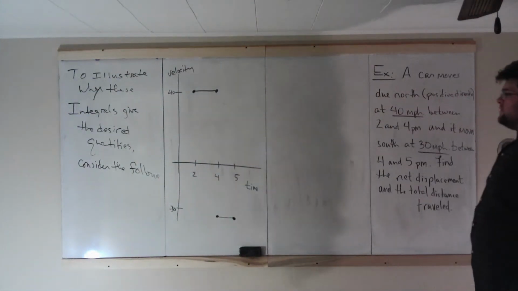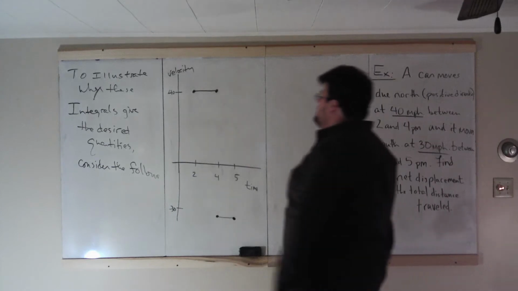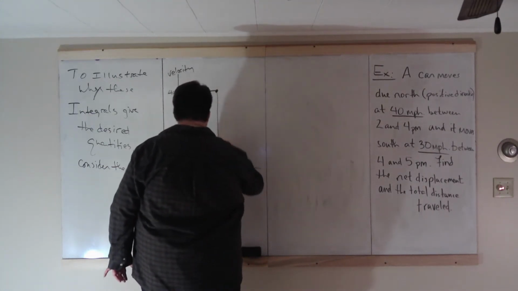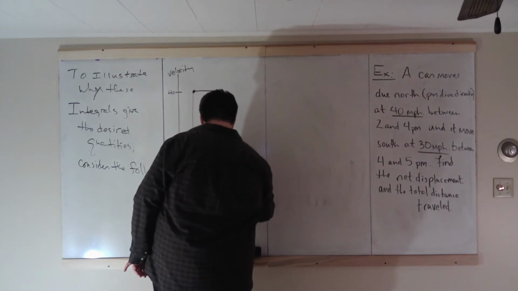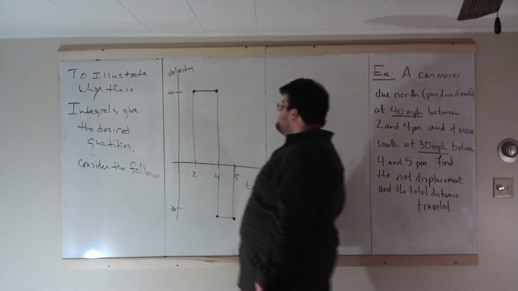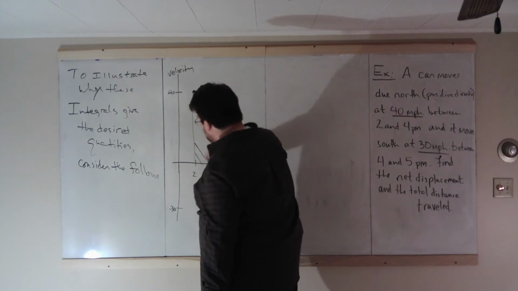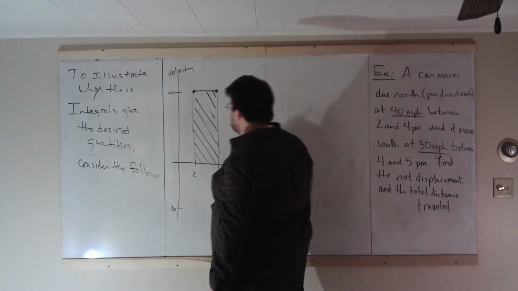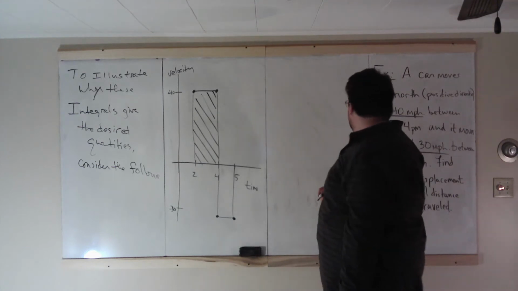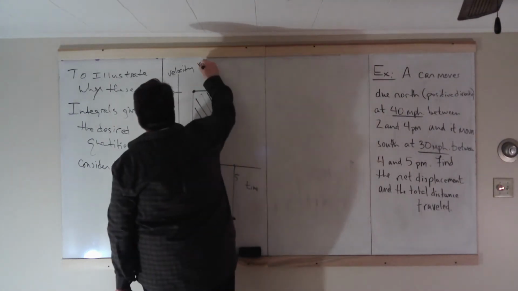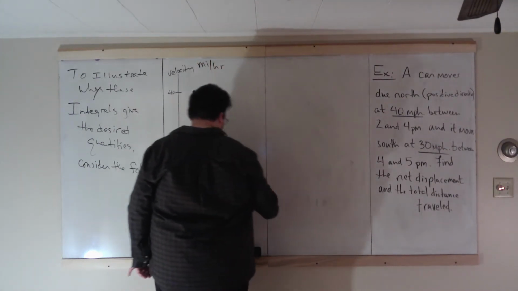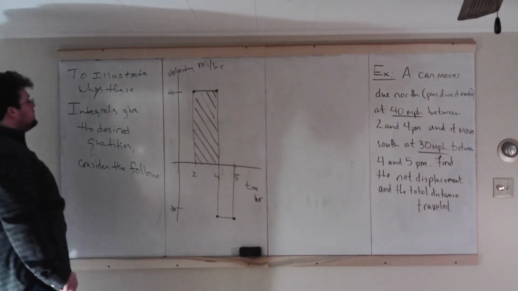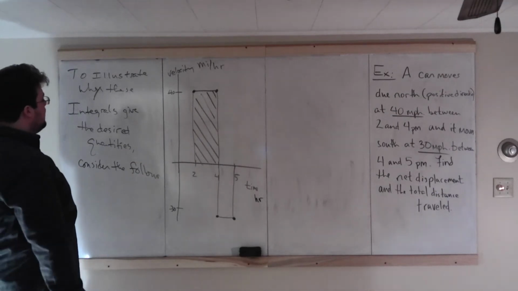But why do these integrals give us what we want? Well, what do these integrals measure? The integrals measure these areas, which are rectangles here. What is the area of this rectangle? Note also our units are miles and hours. Time is in hours, velocity is in miles per hour.